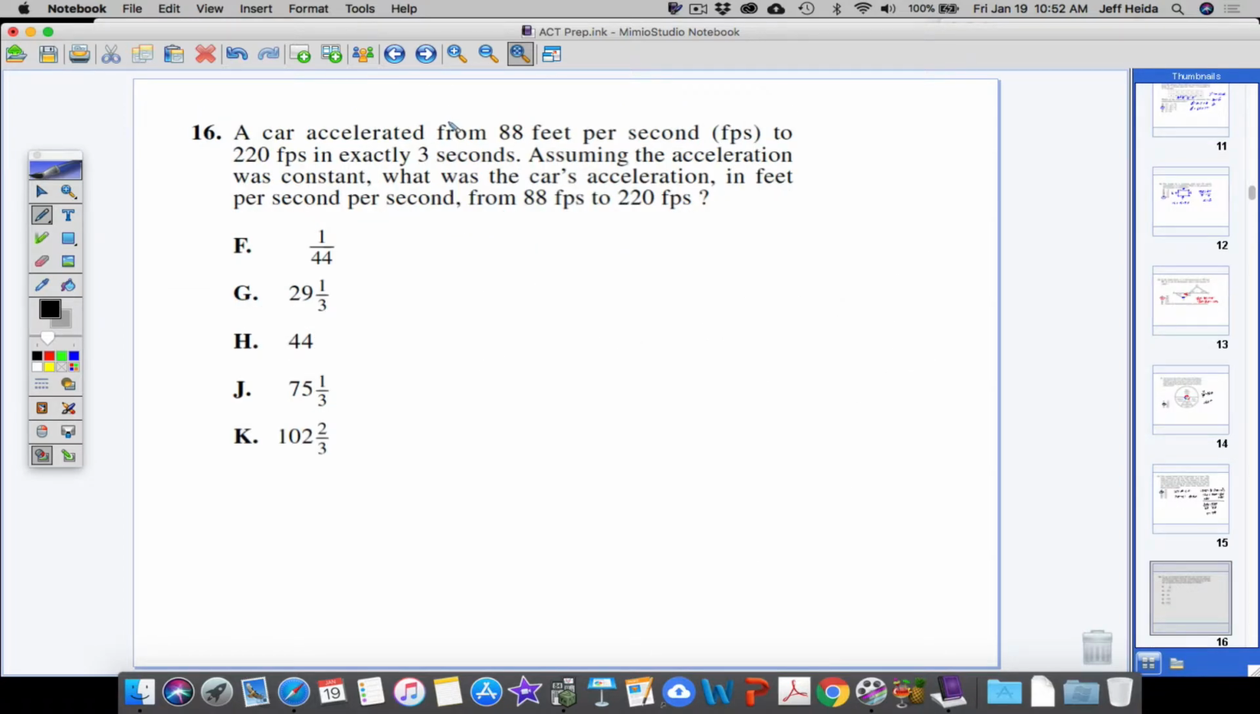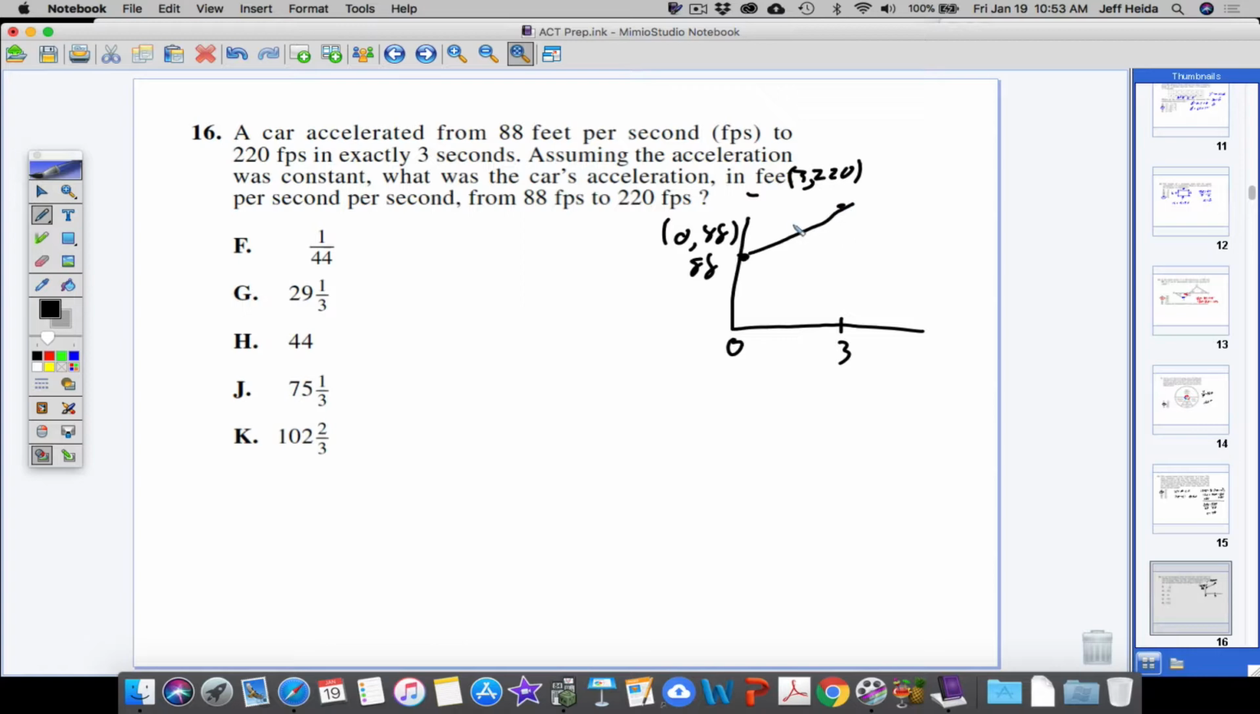Problem number 16. The car accelerated from 88 feet per second to 220 feet per second in exactly 3 seconds. Assuming the acceleration was constant, what's the car's acceleration? Meaning the acceleration was the same. So that would be the same thing as a slope. So if you were to draw a diagram at 0 seconds, you were going 88, and at 3 seconds, you were going 220. So it's 3, 220, and 0, 88 would be the 2 points on this line.